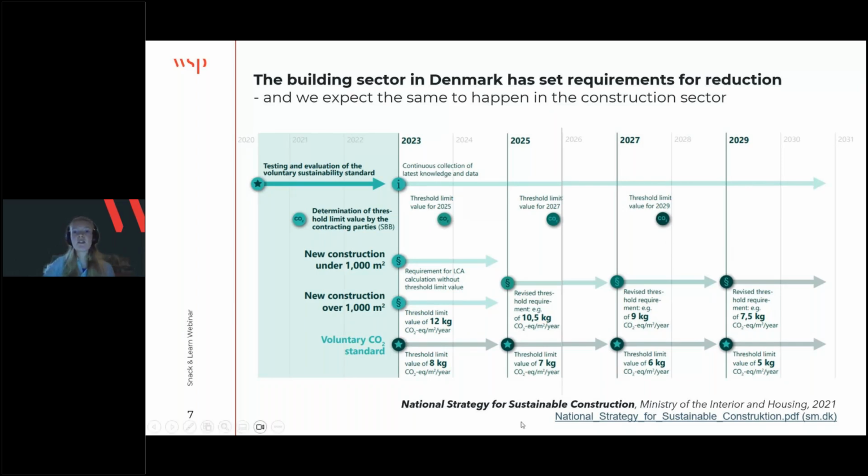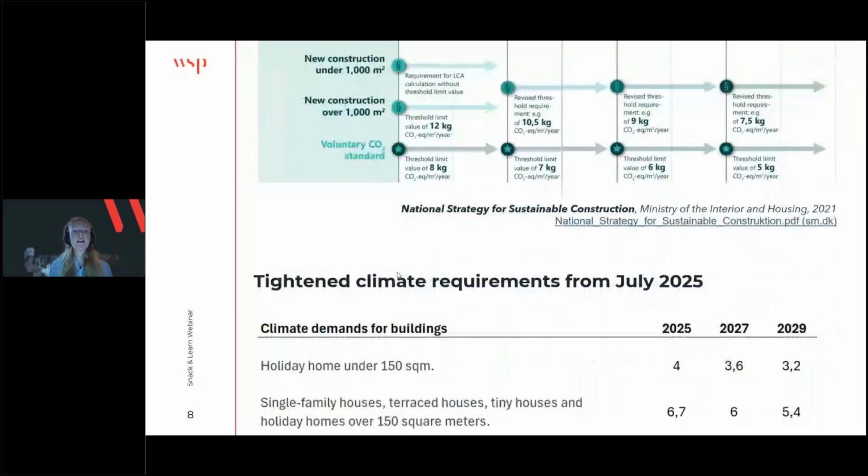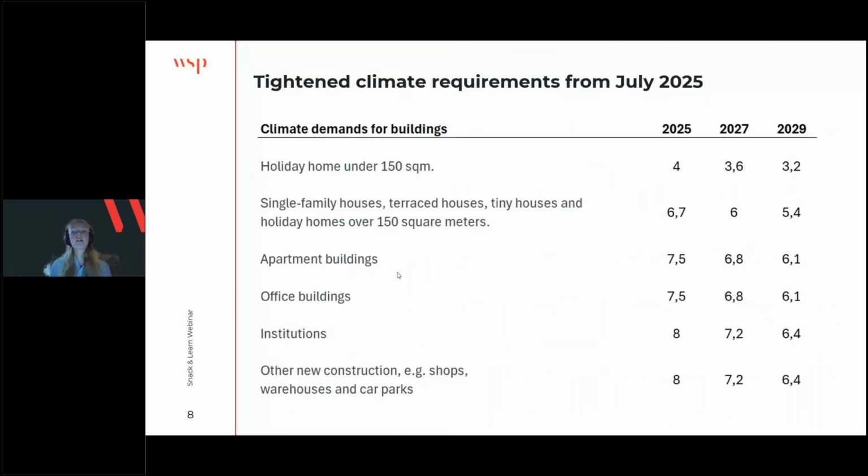This is just to show you what the first requirements they set were. The allowed CO2 per square meter is decreasing every year, so the requirements are getting tighter and tighter. And actually, a couple of months ago, they tightened these climate requirements even more. So it's even more difficult to build a house, and you have to really focus on reducing the footprint. And we hope that a similar thing will happen in the construction sector soon as well.